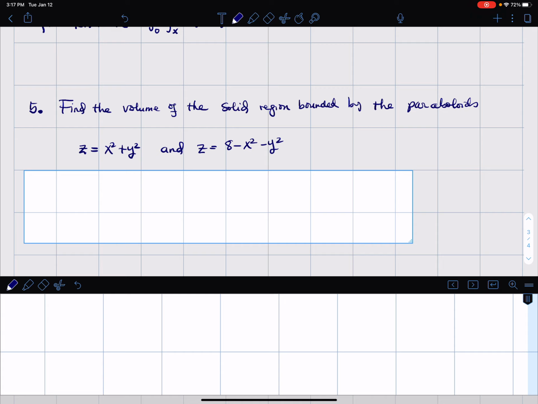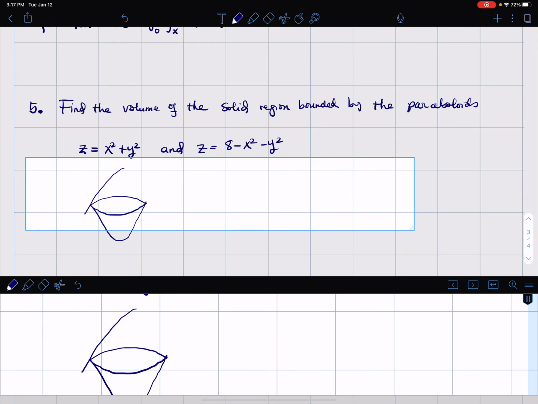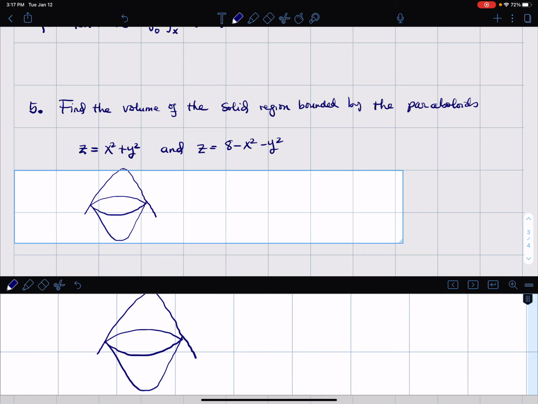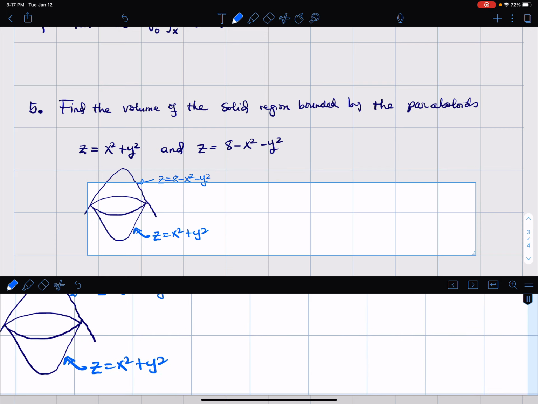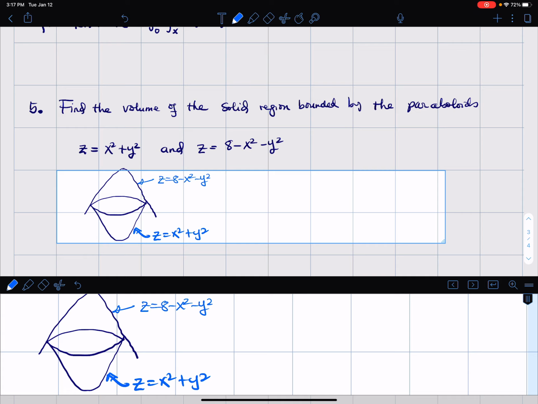So the paraboloid, one of them is this, something like this, and another is that. Like that. So this would be z equals x squared plus y squared, and this would be z equals 8 minus x squared minus y squared. Okay. So we're looking for the volume. All right. So all I want you to do is set it up. Okay. Let's see how you do it.